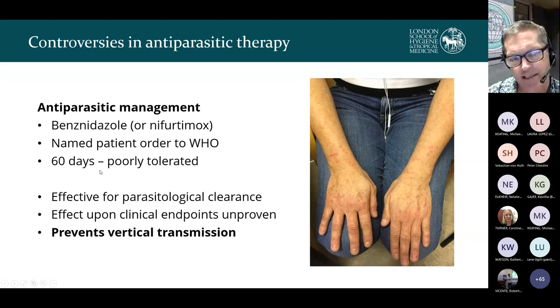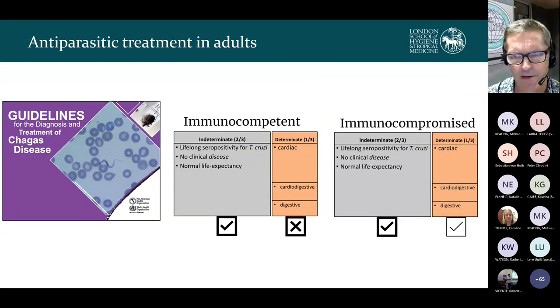The other controversy really is about the duration of treatment. Sixty days of treatment is what we have conventionally used, but there's reasonably good evidence that the antiparasitic activity, at least, of 14 days of treatment is probably just as effective. And we're swinging towards giving more people treatment for a shorter period of time.